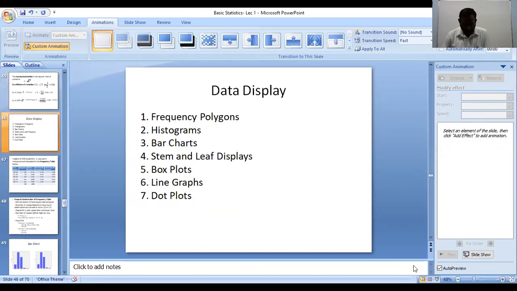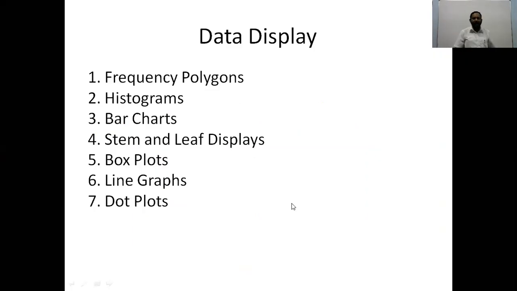Today we are going to talk about a new topic based on the data. It is called displaying the data: how the data can be displayed. The data can be displayed in different forms. I have listed down all the different forms in which the data can be displayed. Some of the forms we are not going to cover in this particular course, and the others we will go through in this course.